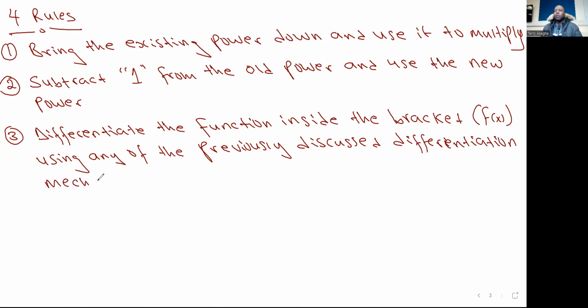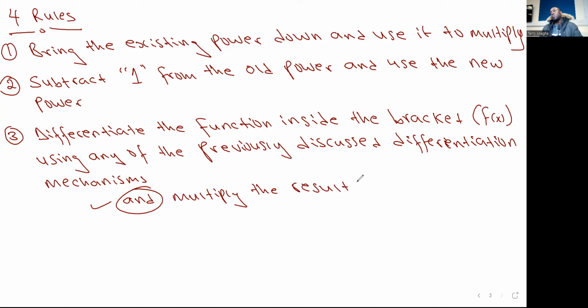So, any of the previously discussed mechanisms we've talked about. Then when you're done with that, you multiply the result with step 2. So when you're done with that, you do that, then you now what? Simplify.